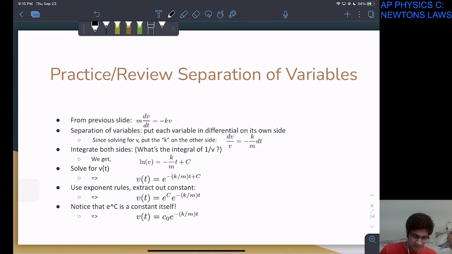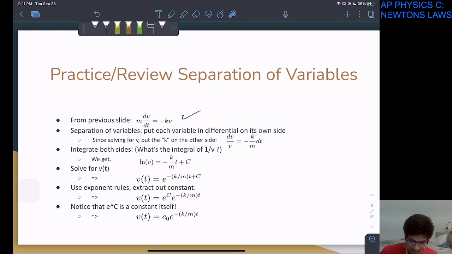This is from the previous slide. Now we're going to actually do the separation of variables. We're going to put each variable in differential form and the differential on its own side. We're solving for v here, so we want the dv term and the v term on the same side. You can see over here we have dv divided by v, equal to minus k, divide both sides by m, and then multiply both sides by dt. So we got this equation here.